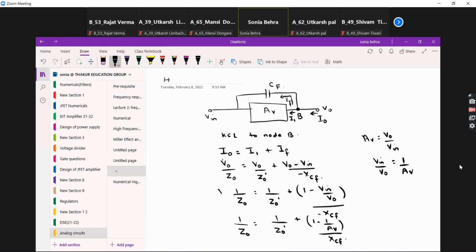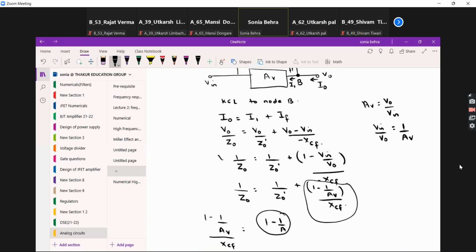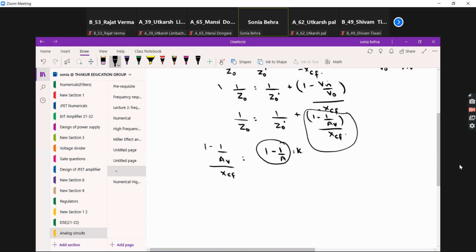अब बस XCF को solve करो like we did last time. What is XCF? We will solve this complete term. So 1 minus 1 by AV upon XCF is equal to 1 minus 1 by AV. Let this term be equal to K, because every time you solve it, it creates confusion. So this term will come out to be K upon XCF. You have to solve this.